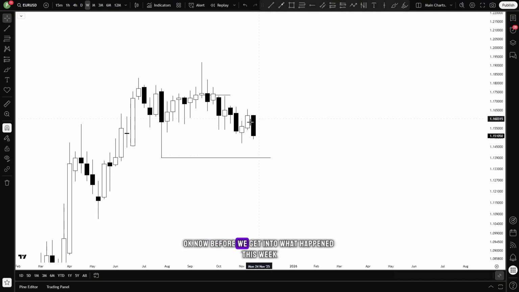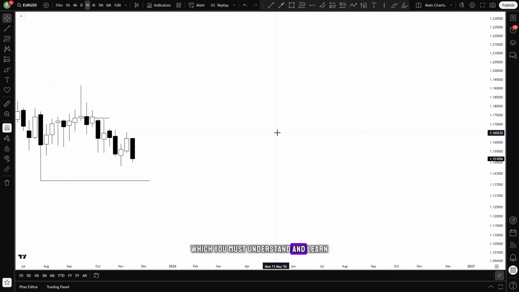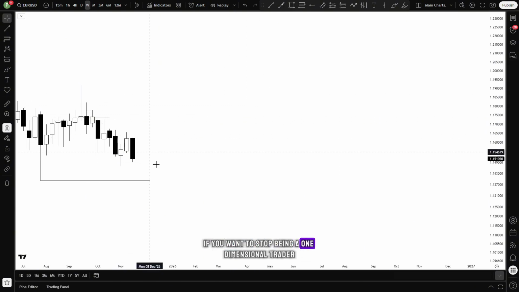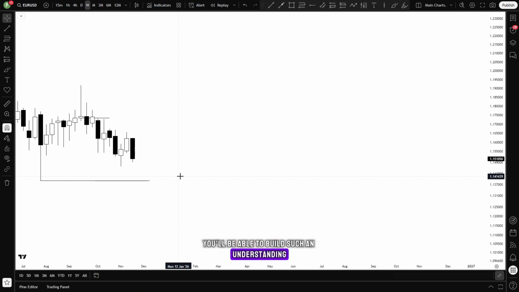Okay, now before we get into what happened this week, let me give you an important lesson on retracement profiles. This is an important lesson which you must understand and learn if you want to stop being a one-dimensional trader, and if you want to be good at every aspect of analysis and every aspect of determining a directional bias. By understanding this lesson, you'll be able to distinguish between the different layers of directional bias, and also accurately identify the precise directional bias for your exact trading day.